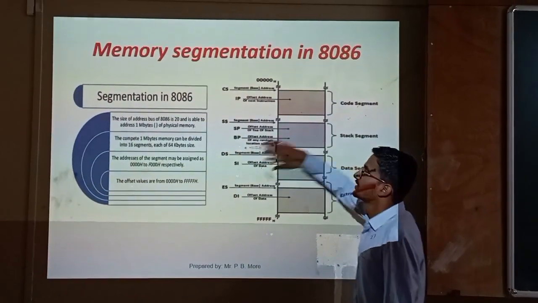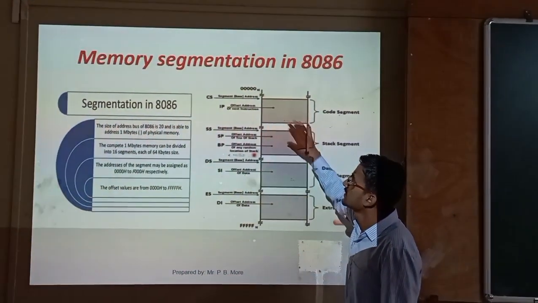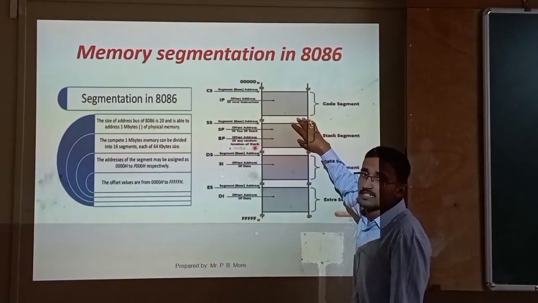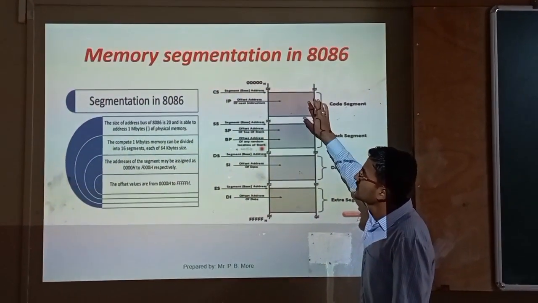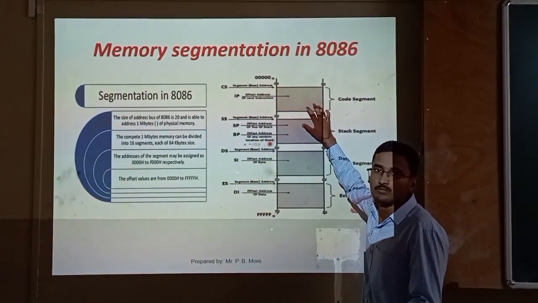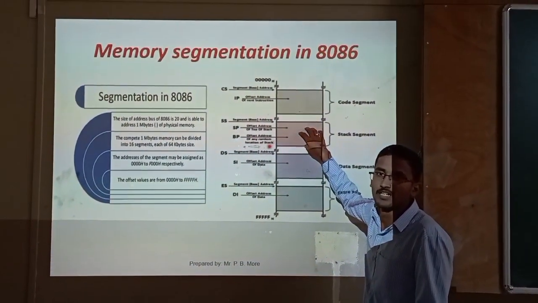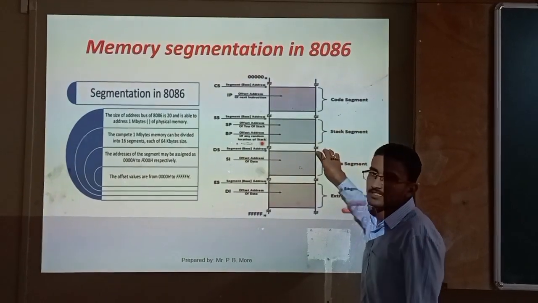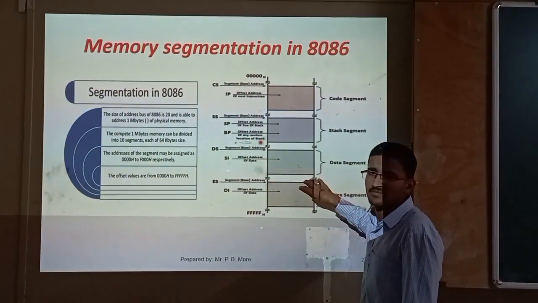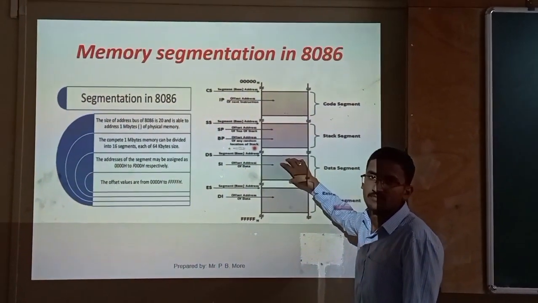Now we will see the segmentation process in 8086 microprocessor. As we can see, there are 4 segments, each consisting of 4 bytes. The code segment consists of the code which we are going to implement. The stack segment consists of the stack related operations and queue related operations. The data segment consists of the data which is related to the program, and the extra segment is a 4 byte segment which is an additional part of the data segment.